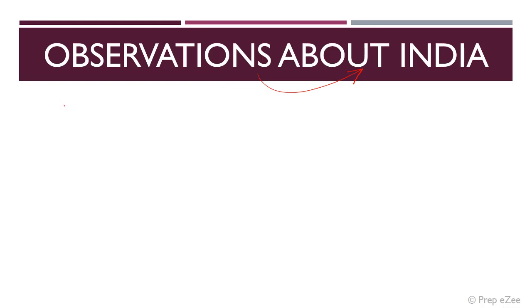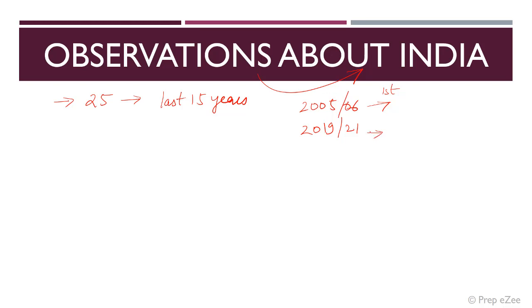See, first of all, as I just told, India is among 25 countries which have halved their poverty in the last 15 years. For India, this period is between 2005-6 to 2019-21. That is, the data was first collected in 2005-6 in the first round, and the latest round is 2019-21. So in these 15 years, we see that much change is visible in India.